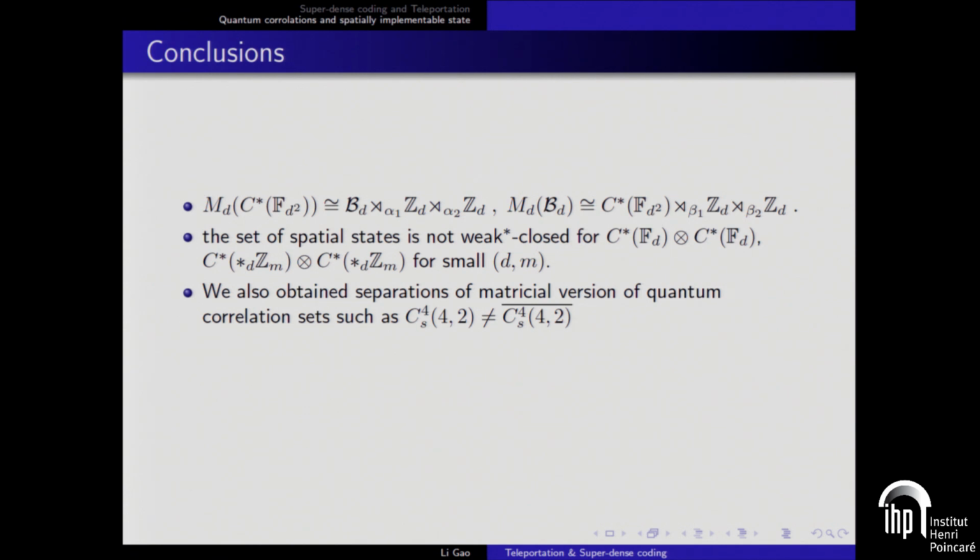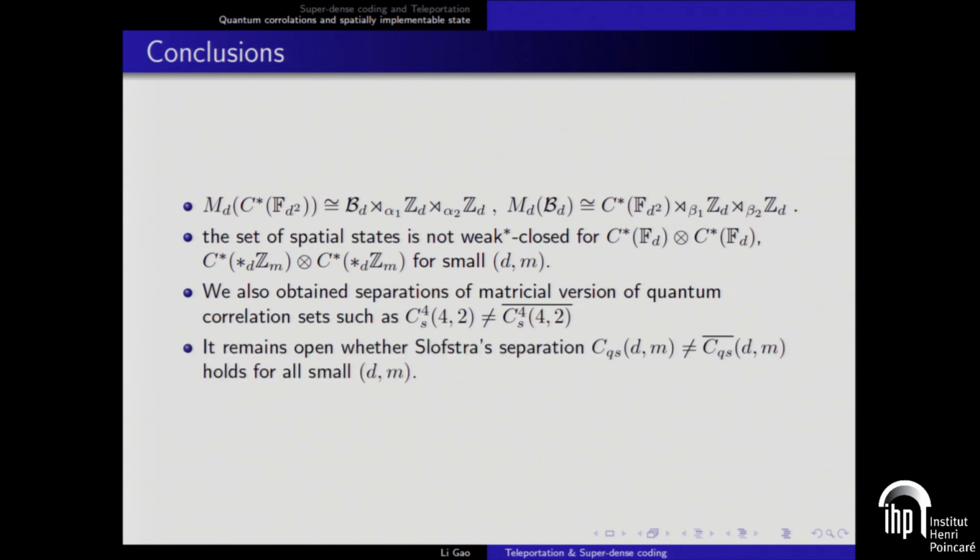For example, this matrix version of quantum correlation sets is really the restriction of the UCP map onto the generating operator system. What we can show, for example, is that for the 4x4 matrix-valued correlation sets on 4 copies of the Z2 group, or 4 two-outcome measurements, the spatial correlation set is not equal to its closure.